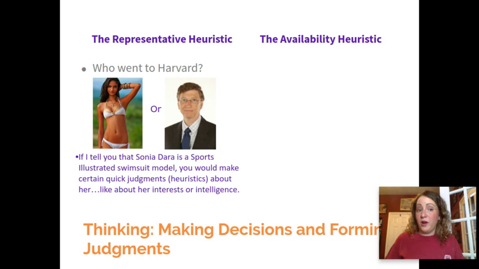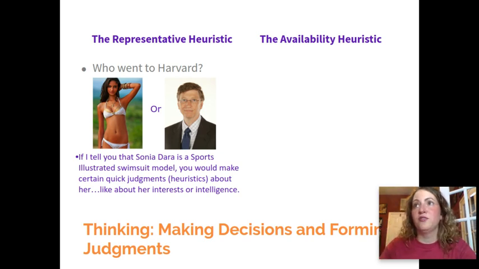And sometimes you're right. Sometimes you can probably make a guess about someone's intelligence or their job or whatever based on how they look, but you might be wrong. And that's the problem with the heuristic. Representative heuristics are based on typically stereotypes. Availability heuristics, those are different. Availability heuristics is based on what's readily available in your mind.